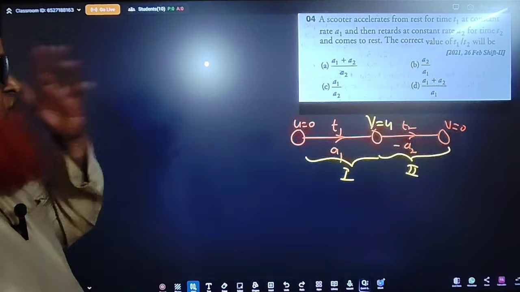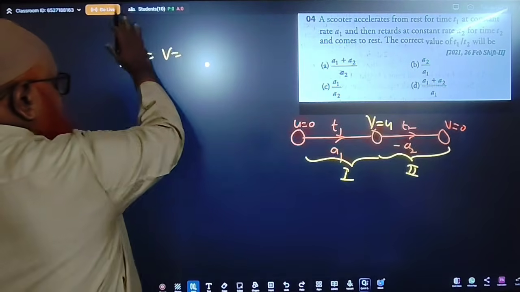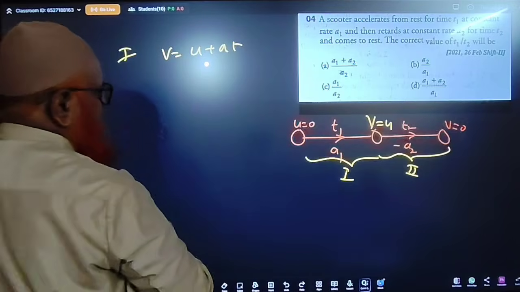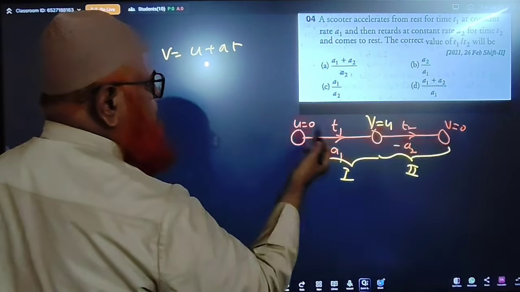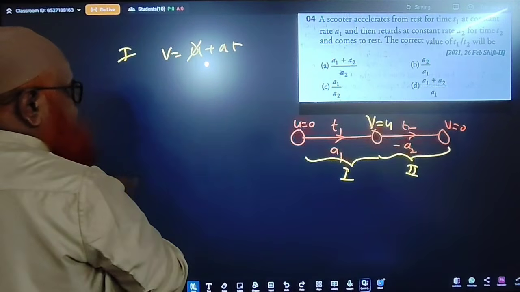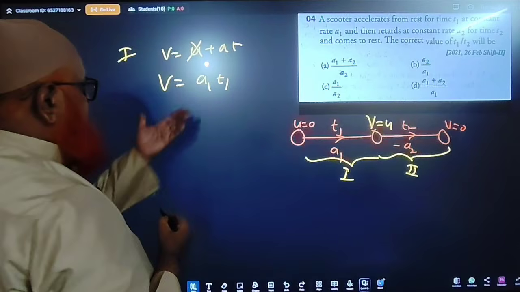See here. So first thing is, in the first case what will you get? v is equal to u plus at, the general formula. So what is u? u is 0, it starts from rest. So this is 0. Understood? So what is v? v is equal to a1 t1 in the first case.